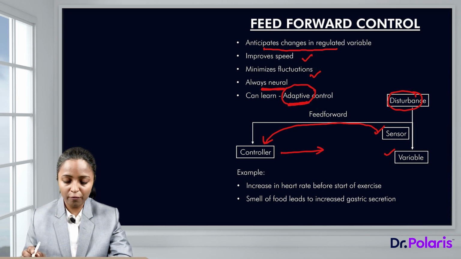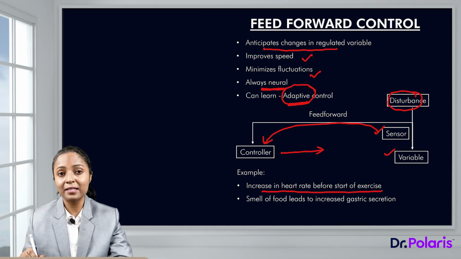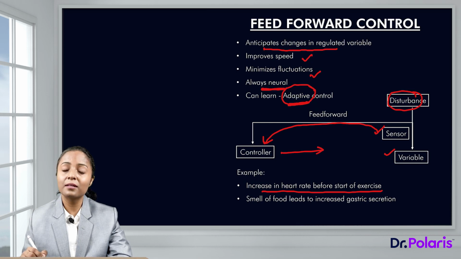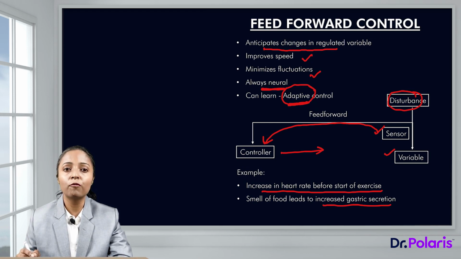Some examples of feed-forward control are the increase in heart rate before the start of exercise, right? See, with exercise the heart rate is going to change, but this is an anticipatory change. Just the thought of exercise causes a change in the heart rate. Similarly, when food actually enters the gut, there will be an increase in the secretions for the digestion and absorption of the nutrients. But just the smell of food, the thought of food, actually causes an increase in the gastric secretions or other secretions, isn't it? So that is also an anticipatory change which is happening. So these are examples of feed forward control.